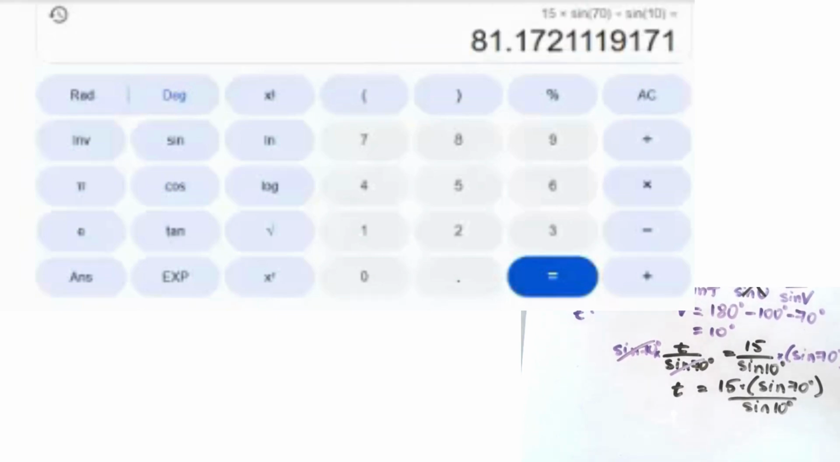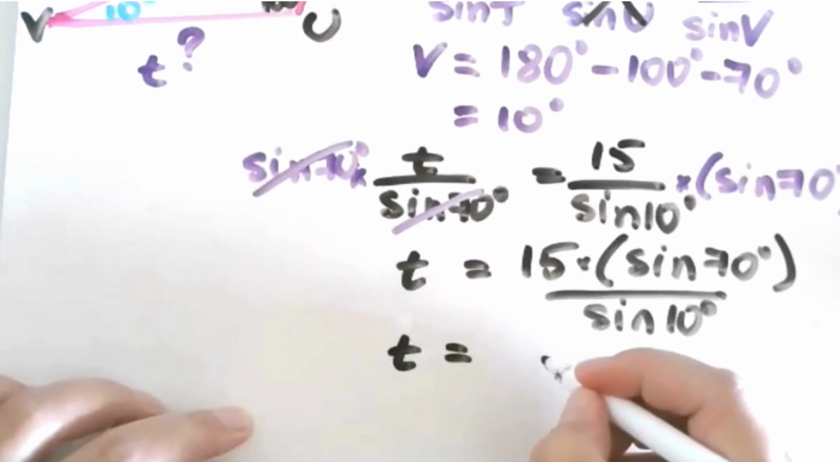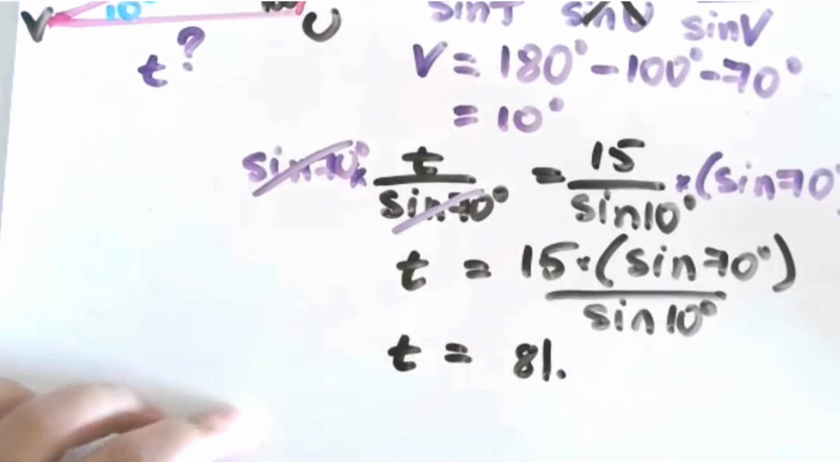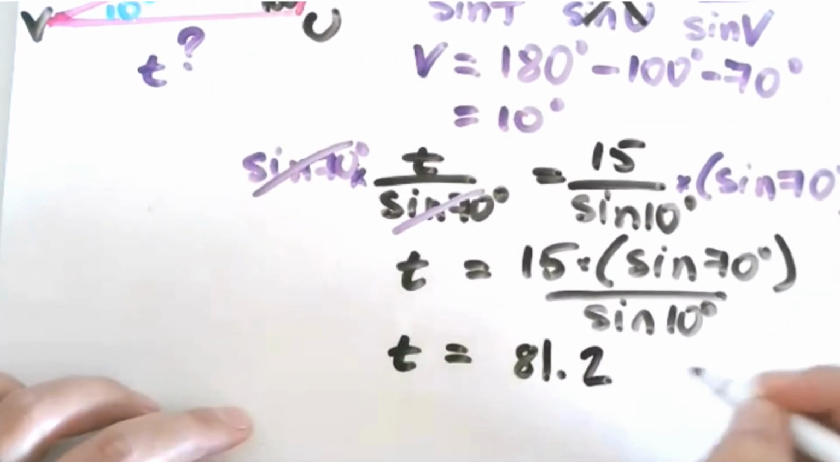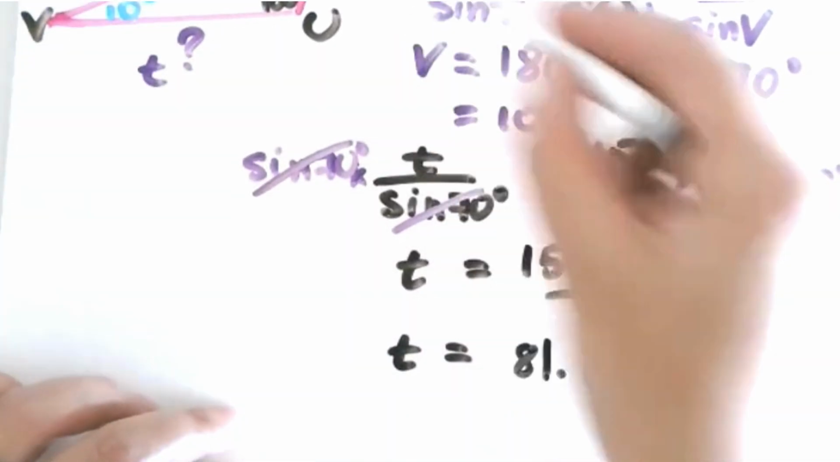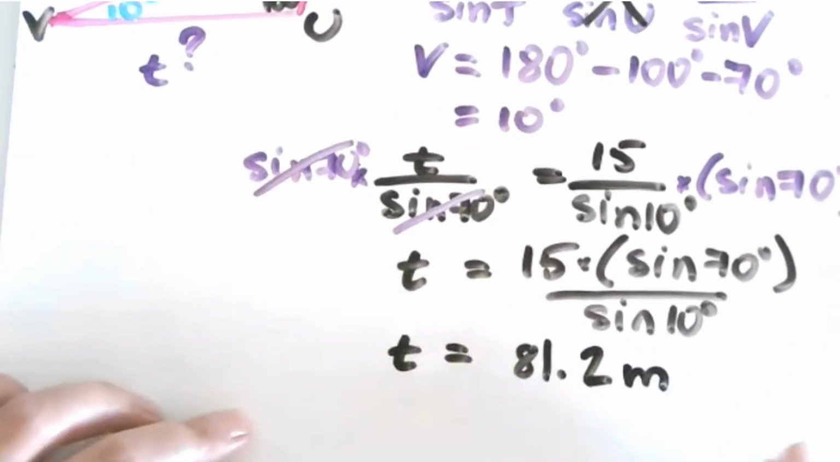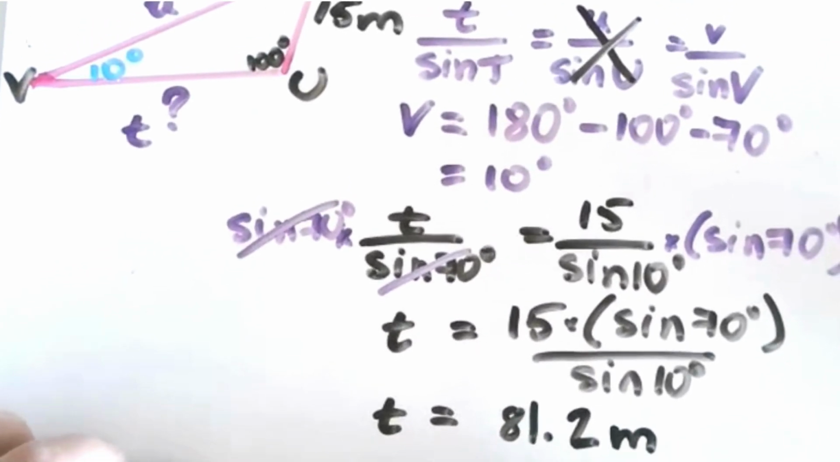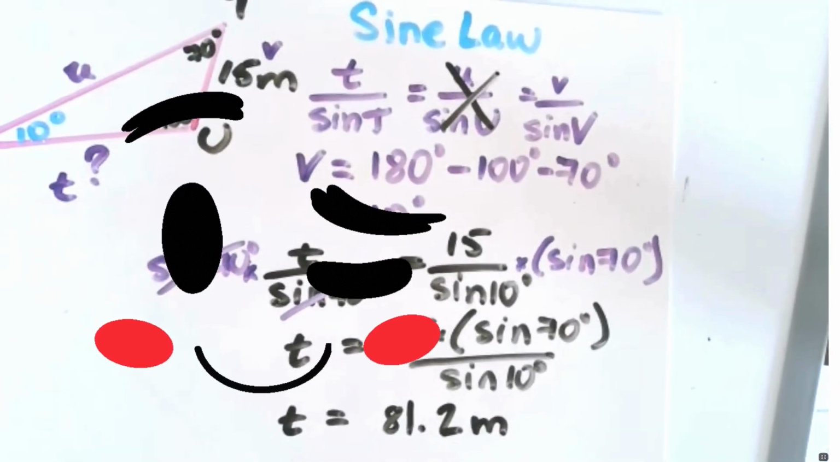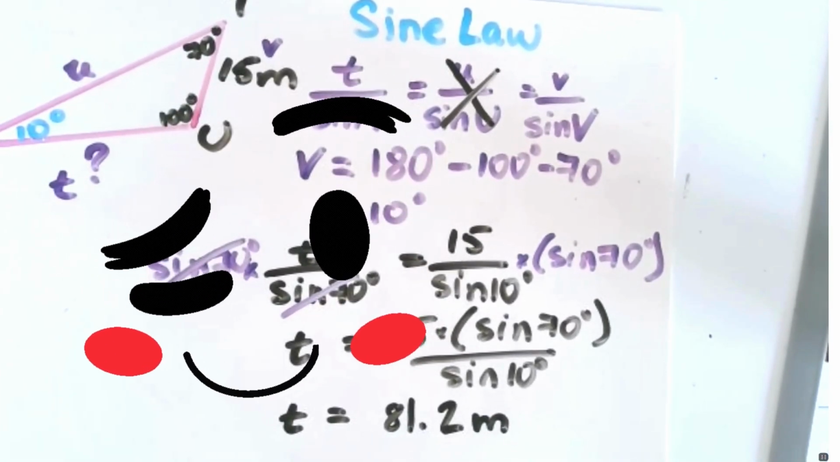And we get equals to 81. I'm just going to round that to 81.2. And if your units are in meters, 81.2 meters. That's it. That's how it's done. So we just found a side length using the sine law.